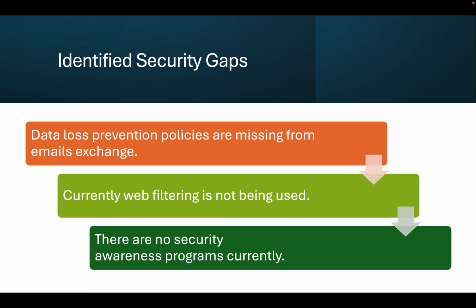Identified security gaps. 1. Data loss prevention policies are missing from email exchange. There are none currently blocking any data from being sent out, so any sensitive or confidential data can leave the organization. 2. Current web filtering is not being utilized. Users can go to any website or domain without restrictions.